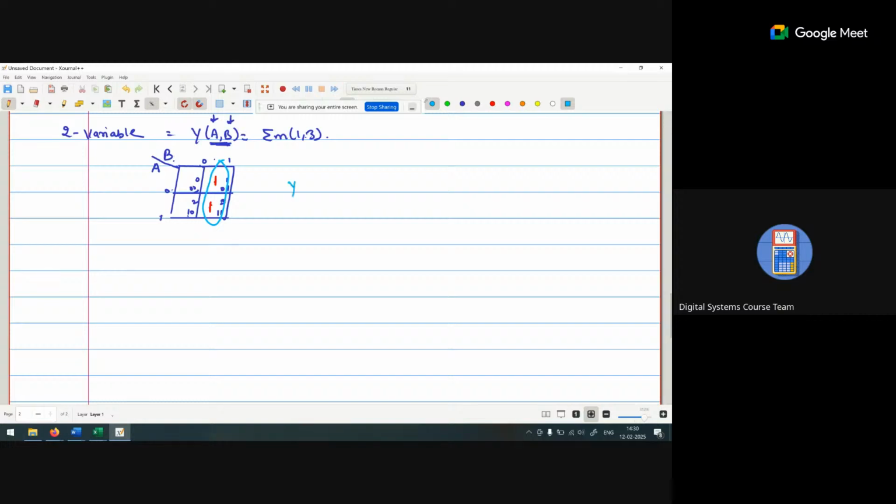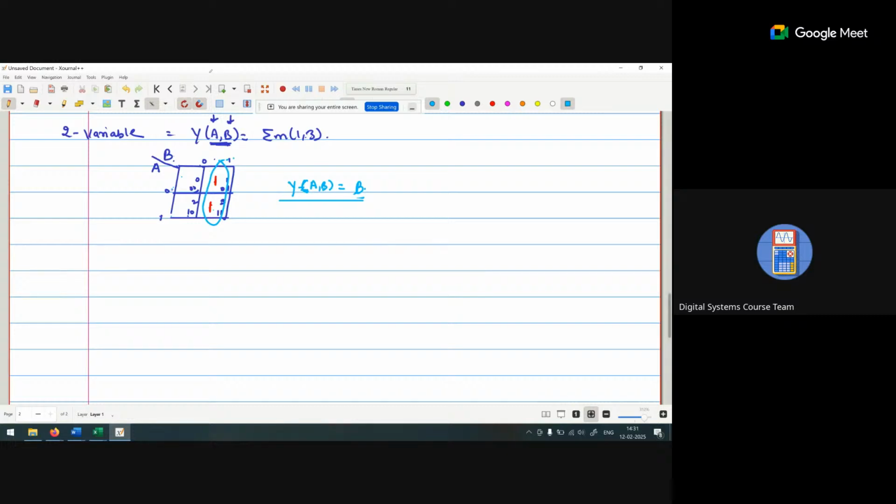Now how do we write the equation? The value of y is, now that we have created a group, check the variables' values. You can see that for this group, the value of A is changed, but the value of B is constant. So we only mention those variables whose values are constant. The value of B is constant, and the value is 1, so we use B. If it were 0, it would be B bar. So this is the answer.